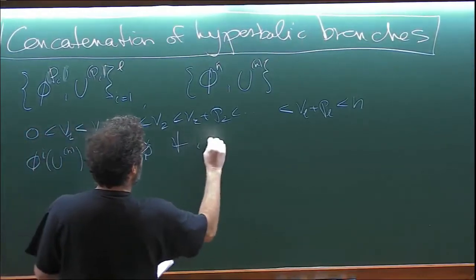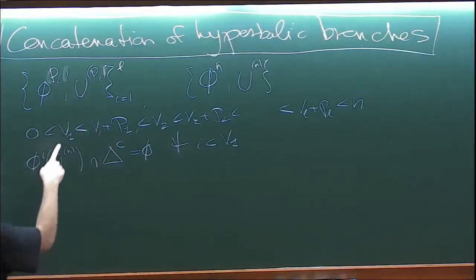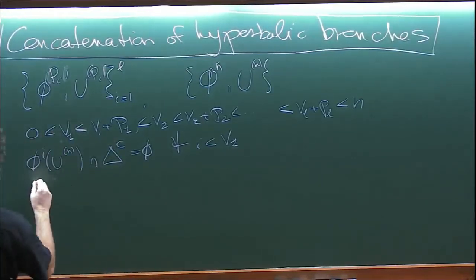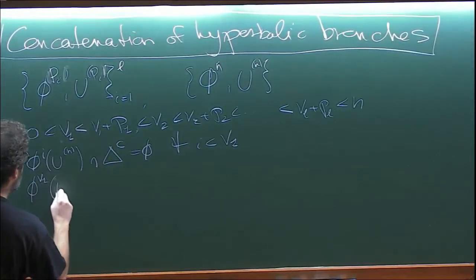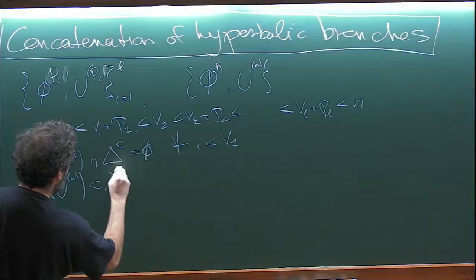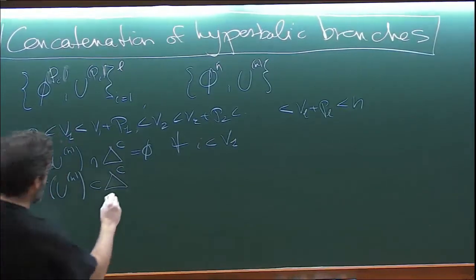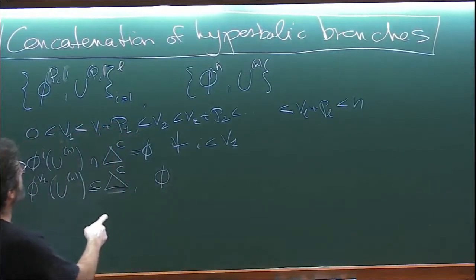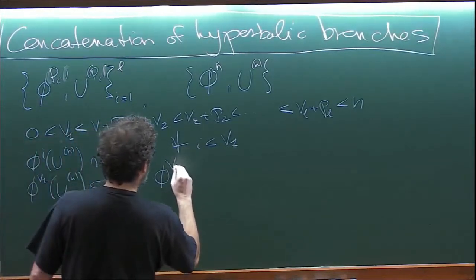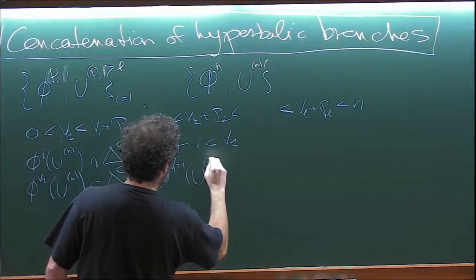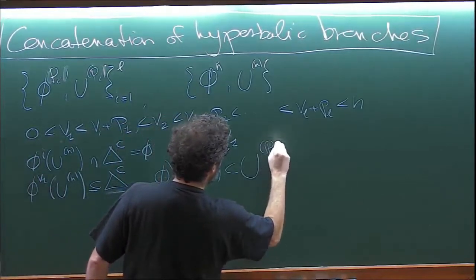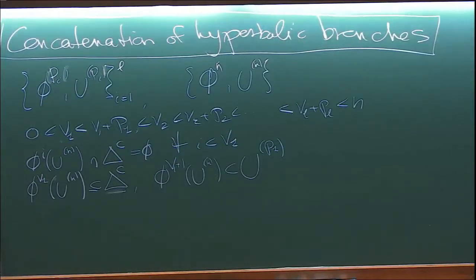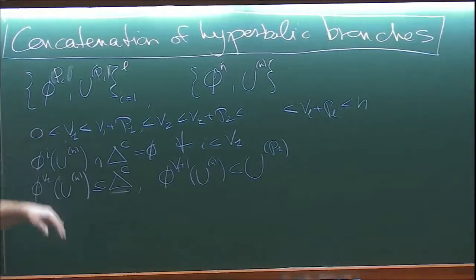This is empty for all i before time ν1, and then at time ν1 you fall into the branch, so φ_ν1 of u_n falls into Δ_C, and so maps into Δ_C. And in fact, the next iterate will fall exactly into the first branch. So φ_{ν1+1} of u_n falls into u_p1. Okay, so we have exactly this picture. So we fall into Δ_C, and then we fall into the first one of these hyperbolic branches.